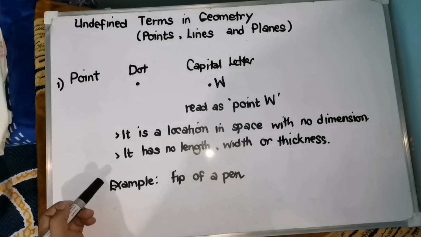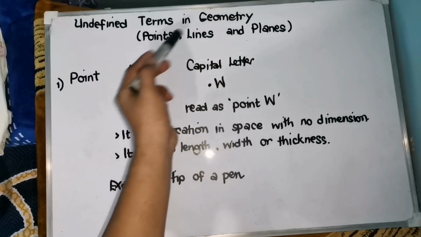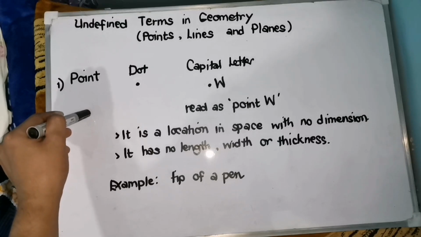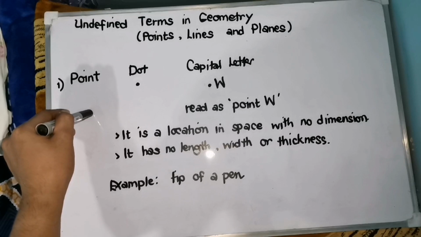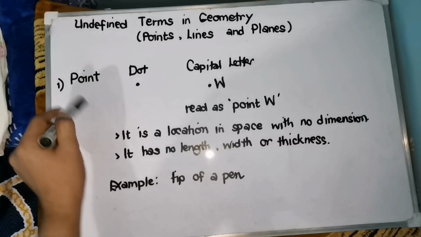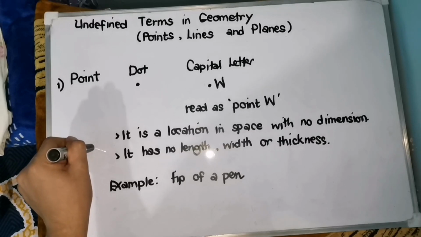So let's start our third quarter lesson in Mathematics 7, which is the undefined terms in geometry, which are the points, lines, and planes. There are three basic terms in geometry which we refer to as undefined terms: points, lines, and planes. We classify these as undefined terms because the definitions of these terms are not precise. Instead, we use representations to describe them.